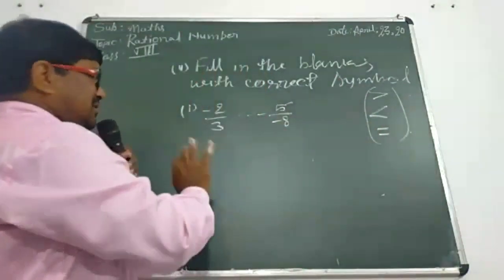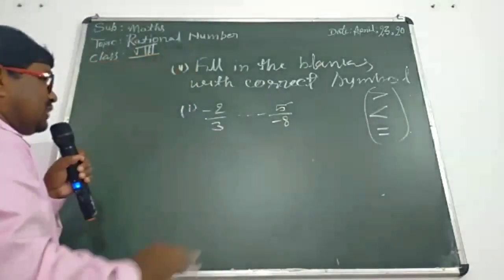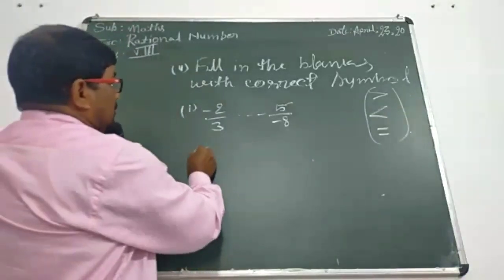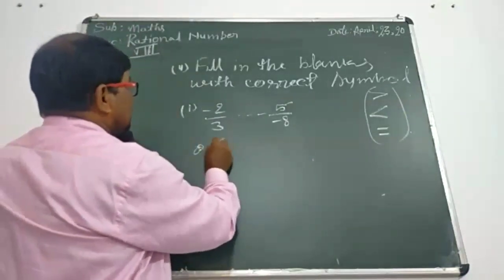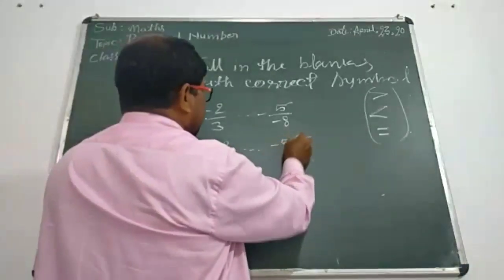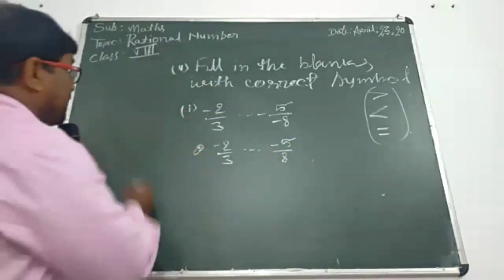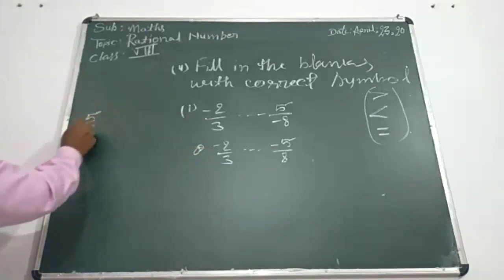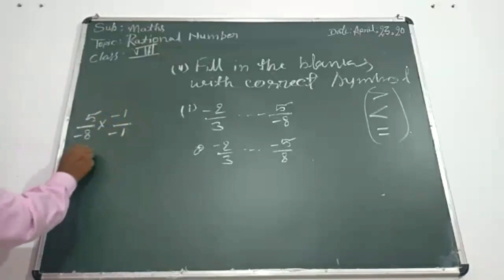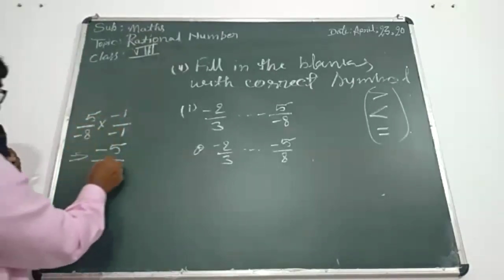It means comparison, only comparison. Now, minus 2 upon 3. We can write here minus 5 upon 8. How can we write minus 5 upon 8? Because the number is 5 upon minus 8, multiply it by minus 1 and divide it also. Now, 5 times minus 1 equals minus 5 and minus 8 multiplied by minus 1 equals 8.